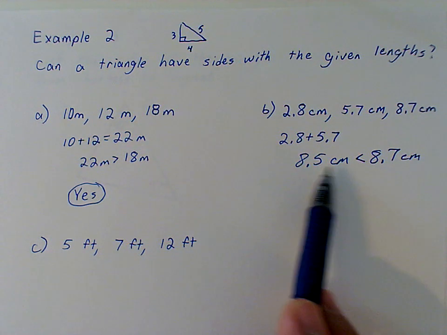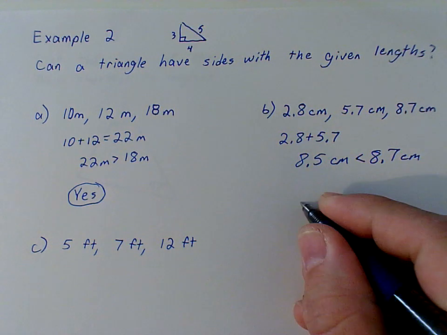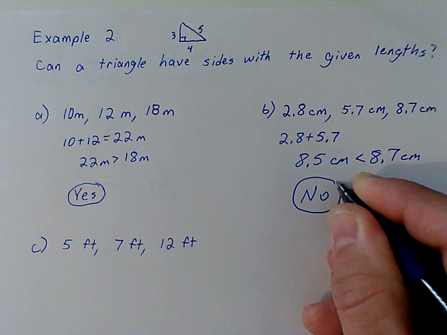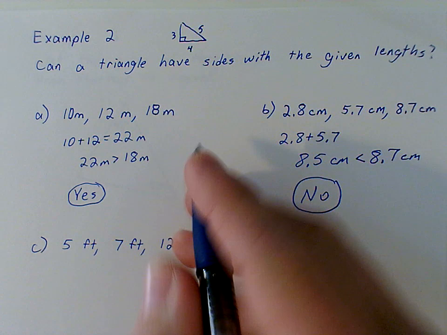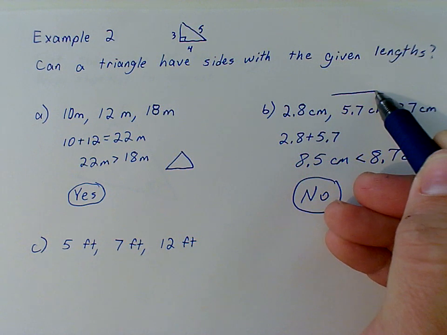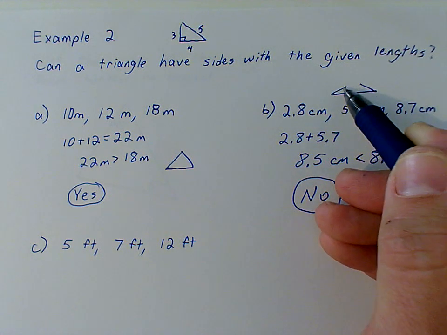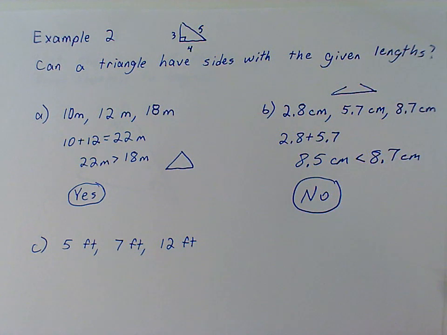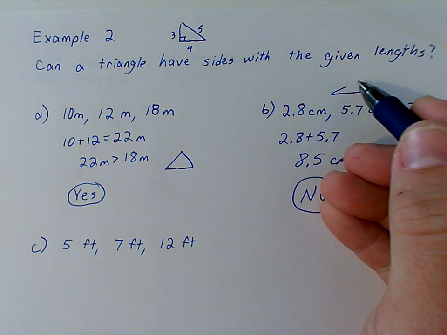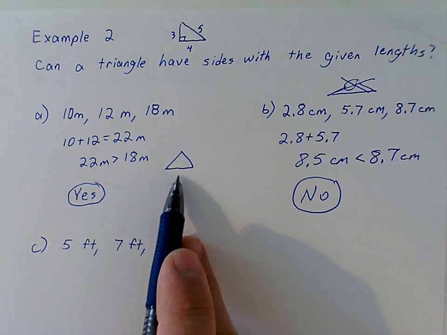Now, since the sum was not greater than the longest side, this is a no, these cannot be a triangle. Basically, on part A, they would be able to connect, but on part B, you would have your longest side, and the two shorter sides just would never be able to meet no matter what angle you tried to use. Because of this disconnect, it's not going to be a triangle, while this one could have been.